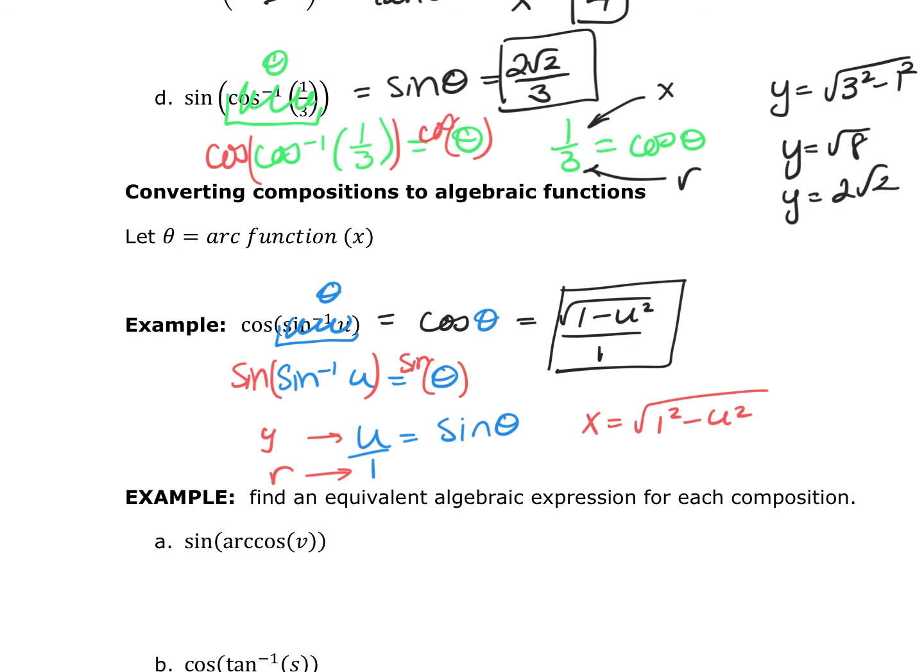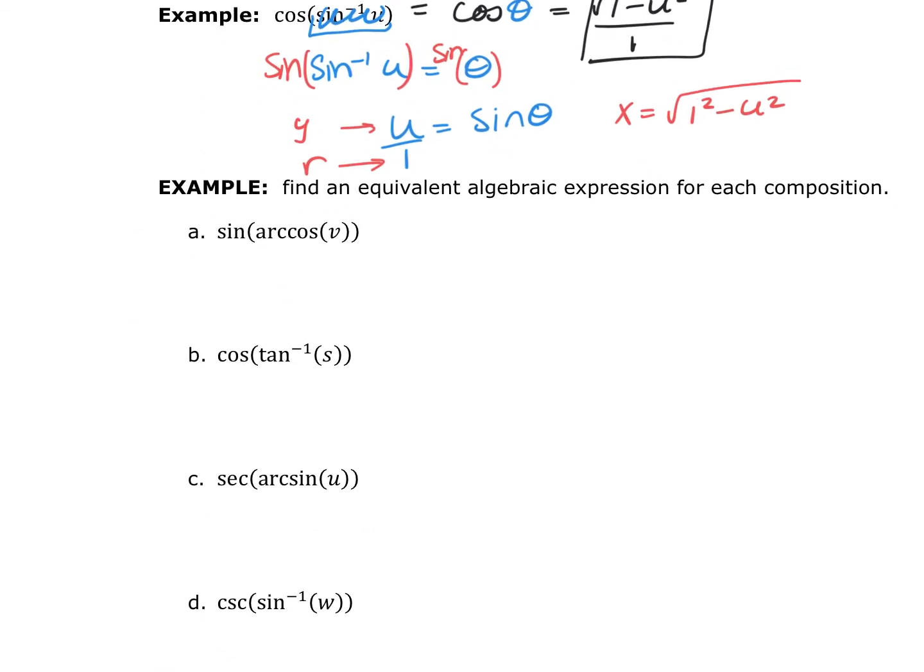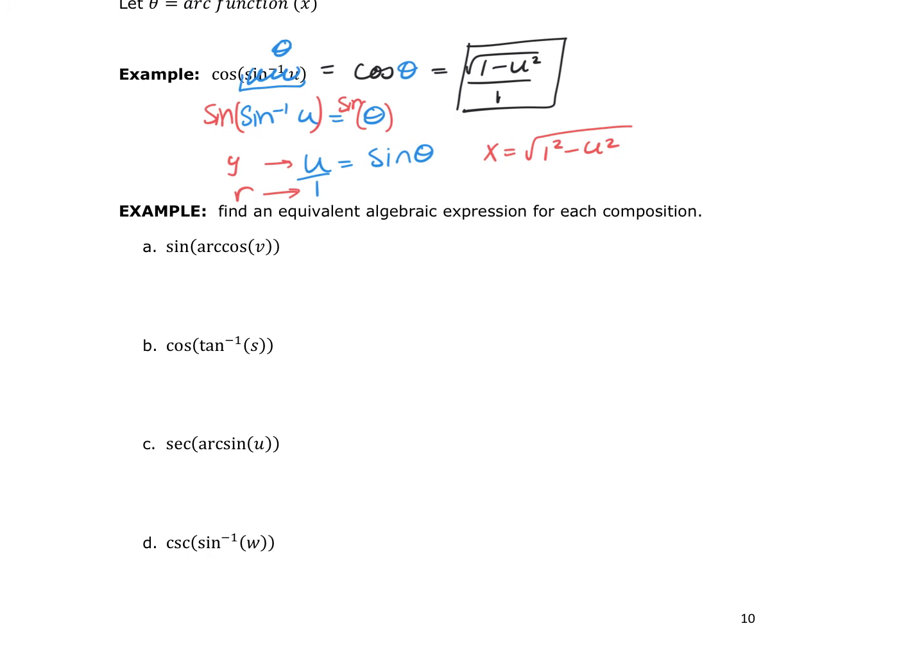Okay, so now let's do some of these. I'm just going to give you the answers. Or actually, you know what? I'm going to do one more, and then I'm just going to give you the answers. This is theta, remember? So arc cosine of v is theta. So if I take the cosine of this side and take the cosine of this side, I'm going to get v is equal to the cosine of theta. It's v over 1.